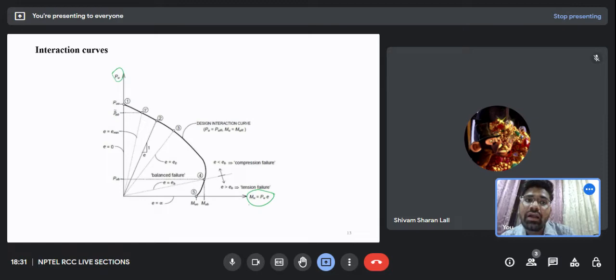And if we have a graph y equals mx, m is the slope. Now what we have here is m equals P by e, or I should have written e by P. So what can I say, the slope of this PM interaction diagram, what will we get from that? Eccentricity, yeah. So we will get eccentricity from the PM interaction curve.